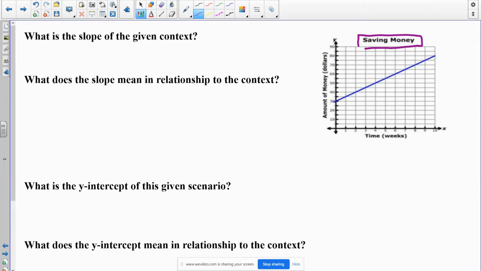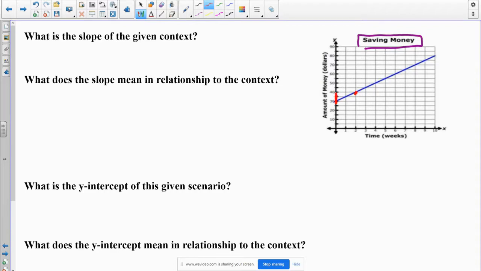So what is the slope? You can go ahead and make a rise over run, or you can pick 2 points. I'll just do rise over run. So I'm going to pick the beginning here, and we'll pick that point. So here's my rise.